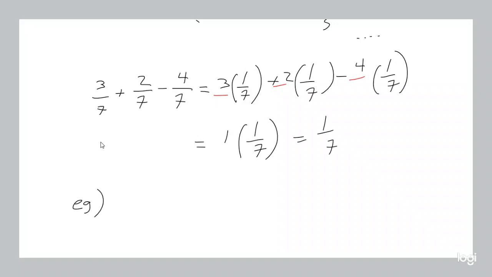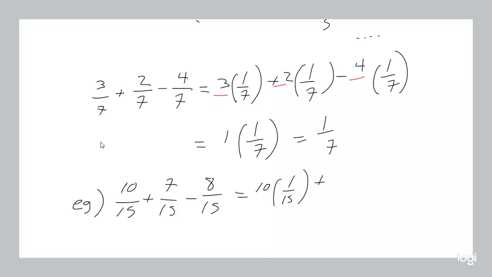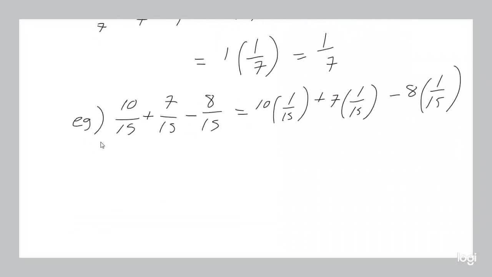As another example, let's say you have 10/15 plus 7/15 minus 8/15. Well, you've got 10 of something, that something being a 15th, that something being the thing you have to add 15 times to get 1. And then you have 7 of that same something, and then you subtract 8 of that same something. Well, you got 10 of something and you add 7, that's 17. And then you subtract 8 of it, that's 9. You've got 9 fifteenths left. Or 9/15.